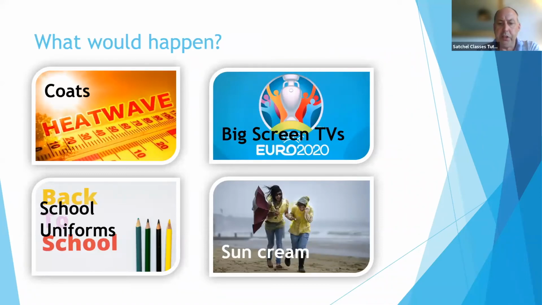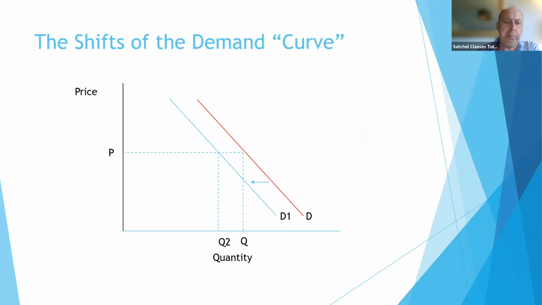Last example, sun cream, and we have a horrible summer. Sales for sun cream. Well, we're going to shift back again. Demand for sun cream will shift to the left and quantity demanded will reduce, but the price will stay the same. We just won't be buying it. It'll stay on the shelves.